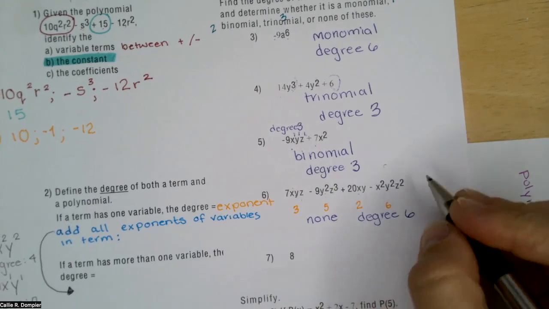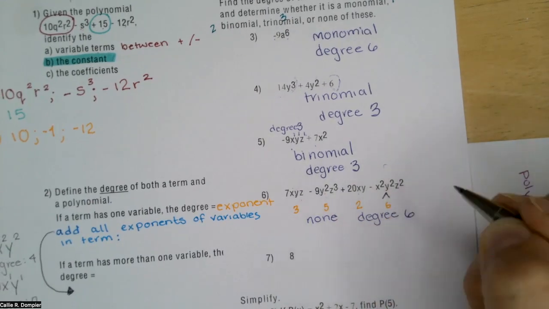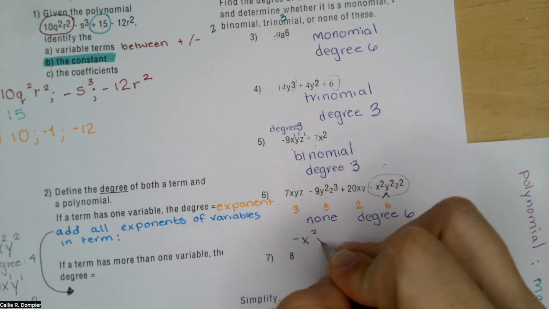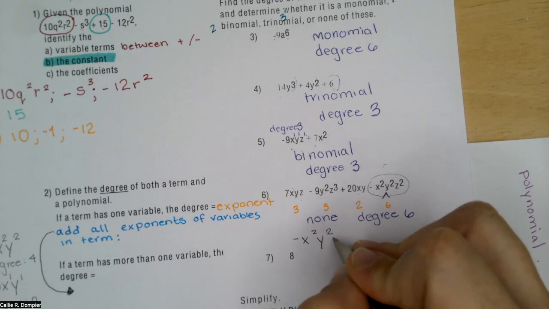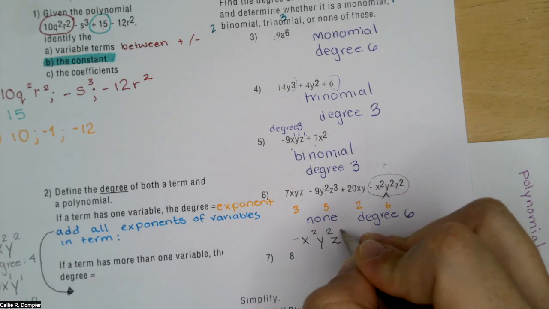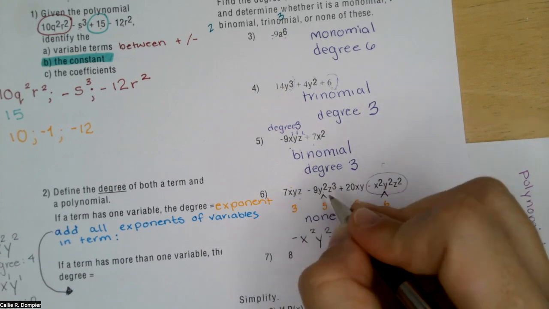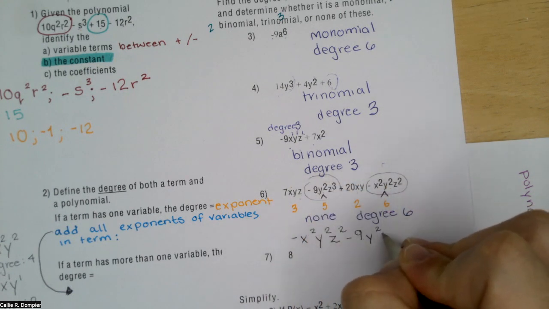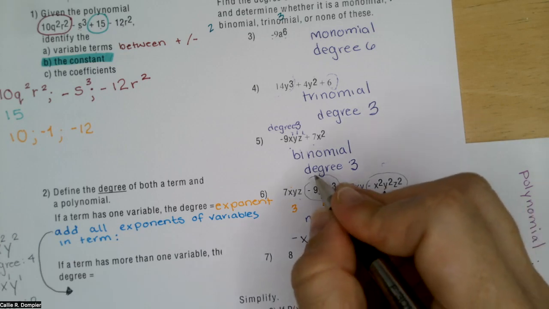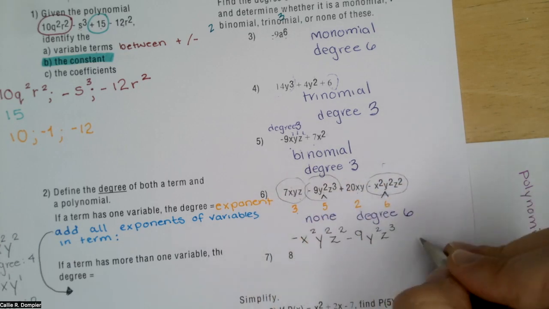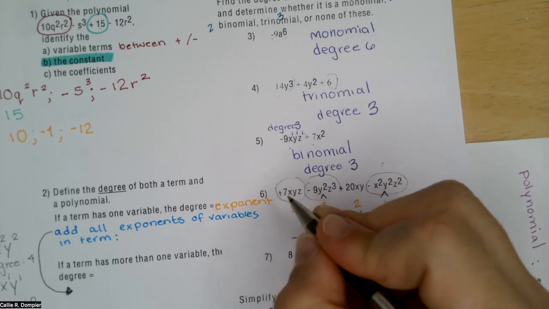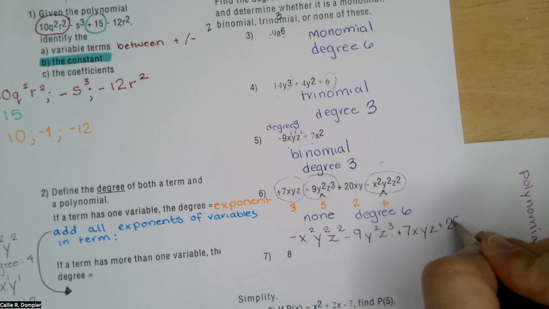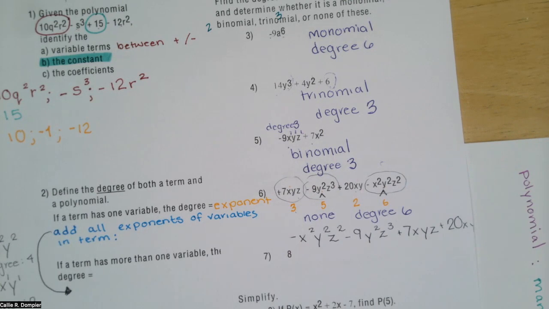Once you found the degree, you also know how to put it in descending order. So if I were to put this in descending order, I would start with this one. Remember, it's a negative. They didn't ask us to put it in descending order, but I just want to give you some practice. Negative x squared, y squared, z squared. Then we're going to go to our 5. Again, it's a negative 9y squared, z cubed. And then this is a 3. So we're going to go to plus. That's a positive 7xyz. And then plus 20xy. So that would be in order.